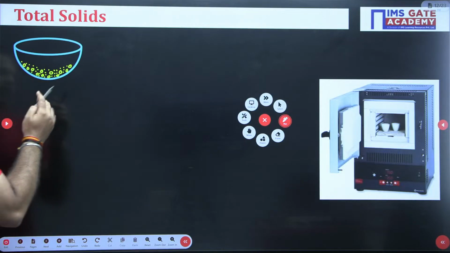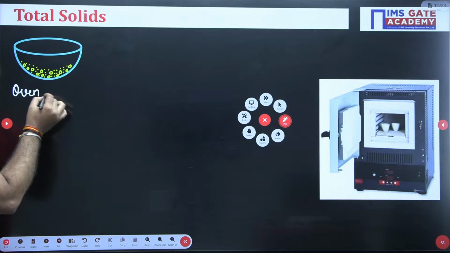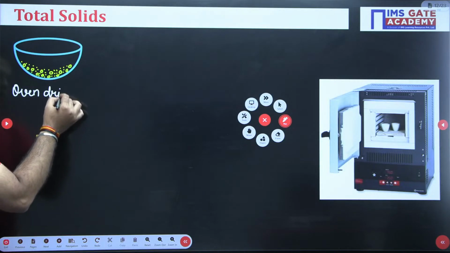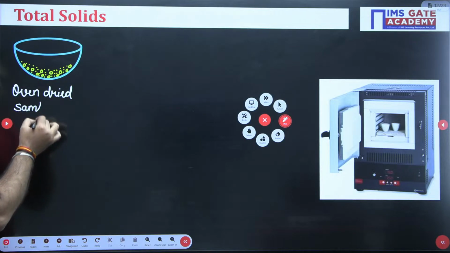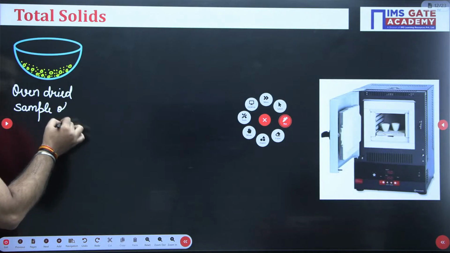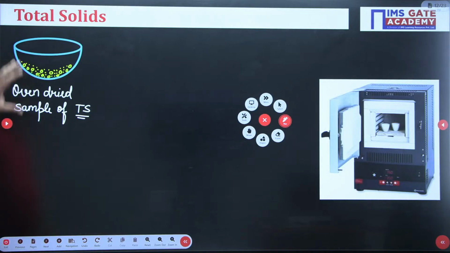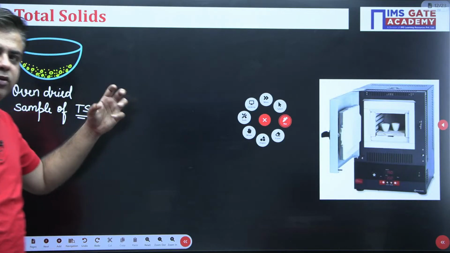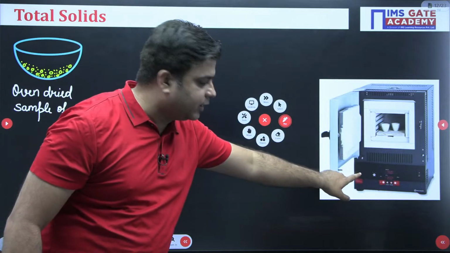This is the oven-dried sample of total solids. From the previous experiment, we have taken this oven-dried sample of total solids and placed it in the muffle furnace. This is the muffle furnace.